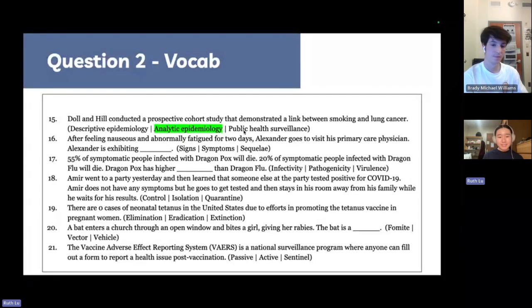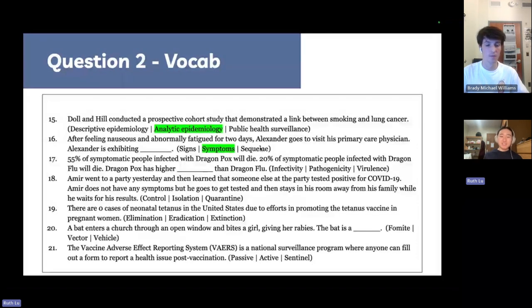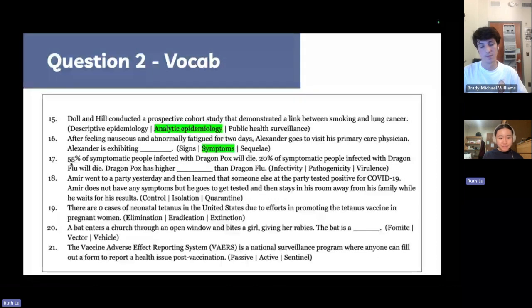In this case, the answer is going to be symptoms, because signs refers to biological indicators like high blood pressure, low blood sugar, that kind of stuff. Symptoms are things that you more feel, like nausea, fatigue, malaise. And sequelae, if you've heard of post-COVID sequelae, refers to symptoms that come after the disease is technically over.